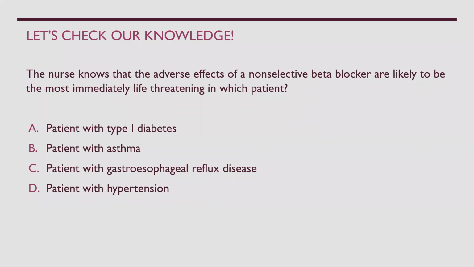Okay, so the nurse knows that the adverse effects of a non-selective beta blocker are likely to be most immediately life-threatening to which patient? I'm going to go with B. Yes, not just because I said it right before, but yes, it is B. While it is concerning that a patient has diabetes type 1, I'm not nearly as concerned as I am about my breathing. Always remember your ABCs of nursing: airway, breathing, circulation. The very first thing is I have to make sure I've got a patent airway, so I want to make sure that my trachea is open. After that, is my chest moving up and down? And then, do I have enough blood going everywhere?